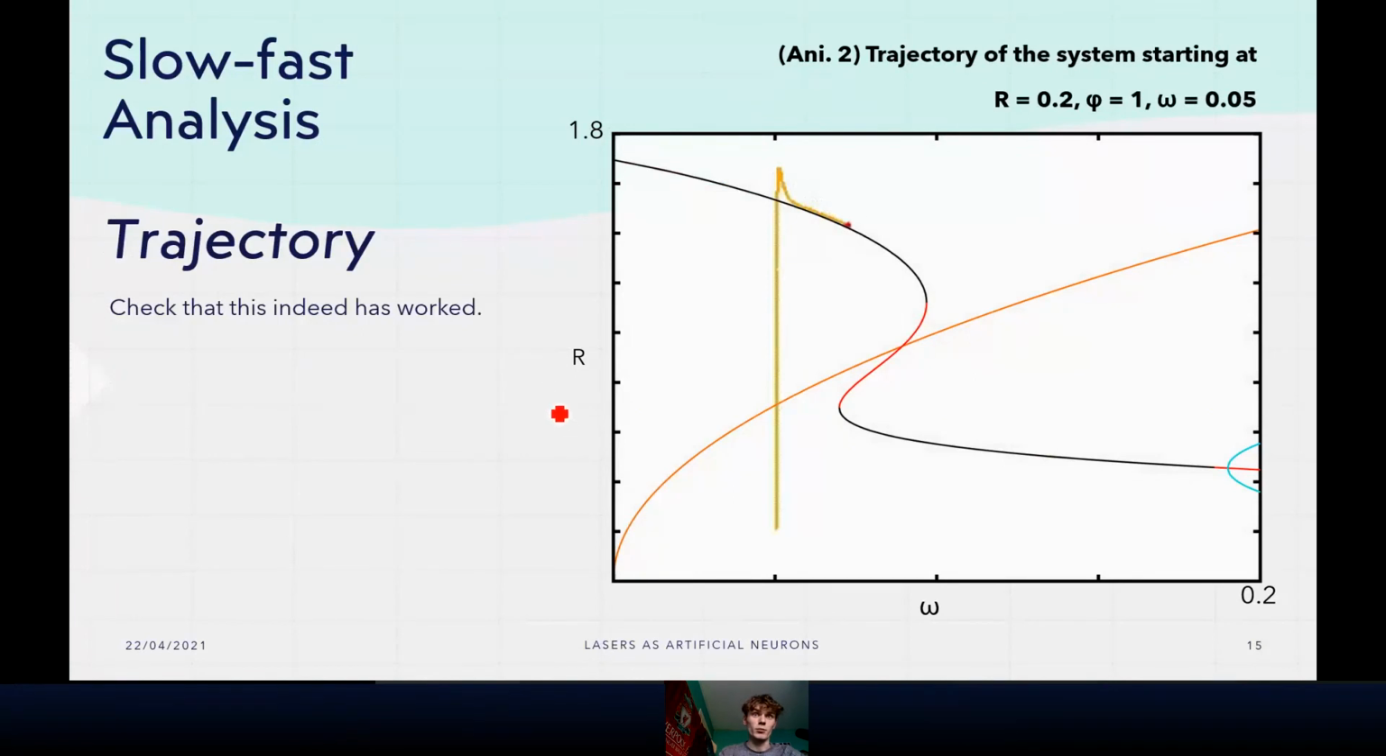All right, blink and you might miss it, but the fast subsystem starts us off here and snaps us immediately up here. We start moving right, and we drop down onto the lower branch. We start moving left, and slowly but surely, the slow subsystem is going to push us until all of a sudden we lose the lower stability of our injection locking, and we are forced to lock onto the higher amplitude.